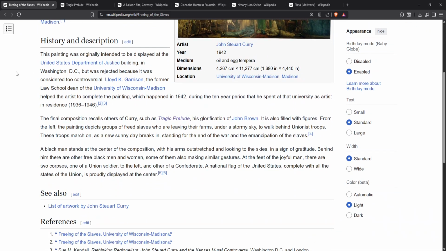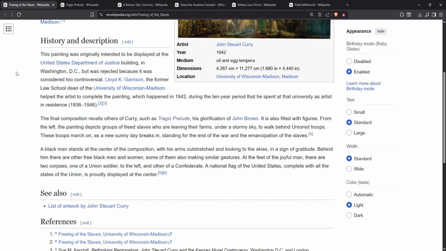History and description. This painting was originally intended to be displayed at the United States Department of Justice building in Washington, D.C., but was rejected because it was considered too controversial, which is crazy to me. Lloyd K. Garrison, the former law school dean of the University of Wisconsin-Madison, helped the artist complete the painting, which happened in 1942, during the ten-year period that he spent at the university as an artist in residence, between 1936 and 1946. The final composition recalls others of Curry, such as Tragic Prelude, his version of John Brown.